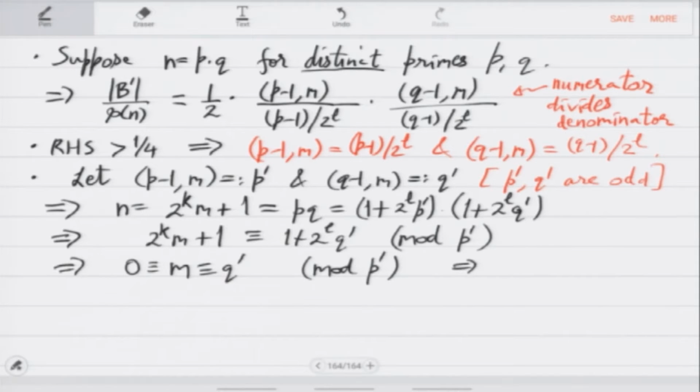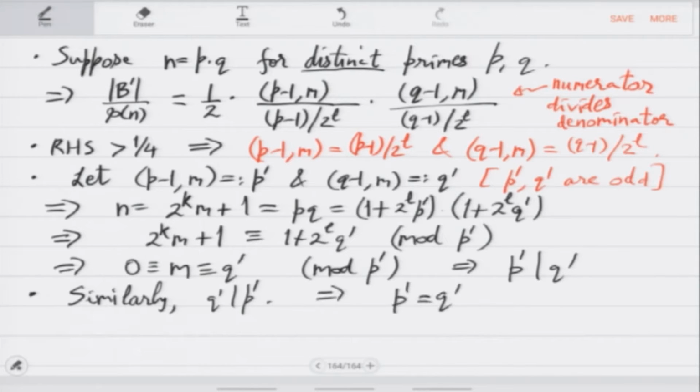Which means that p prime divides q prime, and analogously q prime will divide p prime. So both of them will mean that P prime and Q prime are the same. Okay, which will mean if P prime and Q prime are the same, then P and Q are the same, which is a contradiction.